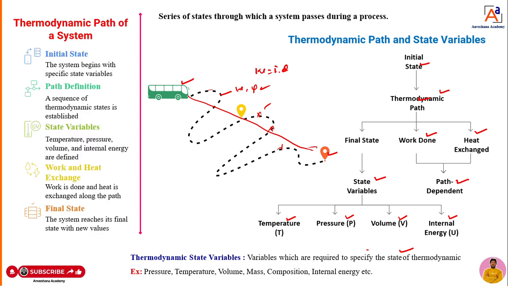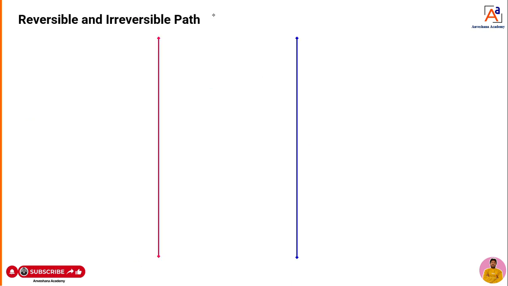Now, the system has an initial condition and it follows a path. When it reaches the end, the variables change. Those variables we call state variables. When it comes to a path, two important terms come in: work and heat energy. They depend upon the path. So this is about the thermodynamic path. Now, when it comes to the thermodynamic path, we have two important types: reversible and irreversible paths.